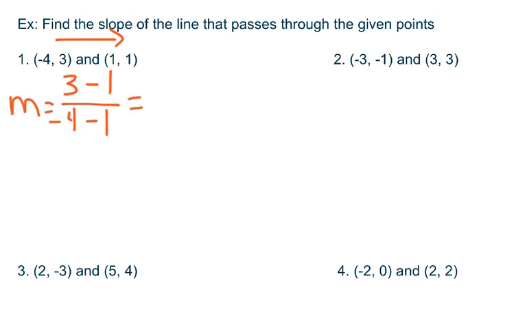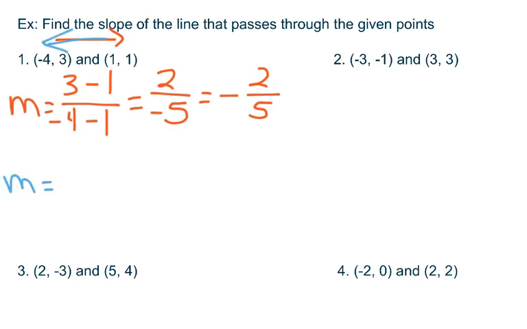Okay, so 3 minus 1 is 2. Negative 4 minus 1 is negative 5. So if you want to leave this as 2 over negative 5, perfectly fine with me. If you want to put the negative out front, 2 over 5, that's fine too. Okay, so what if we went the other way? What if we went from right to left?